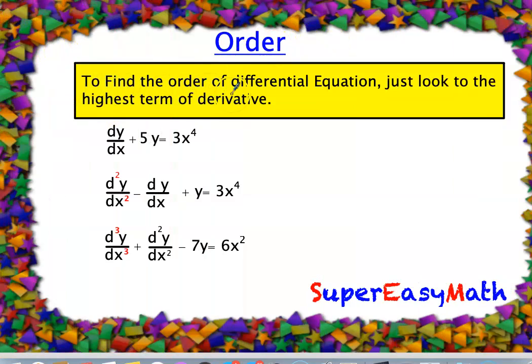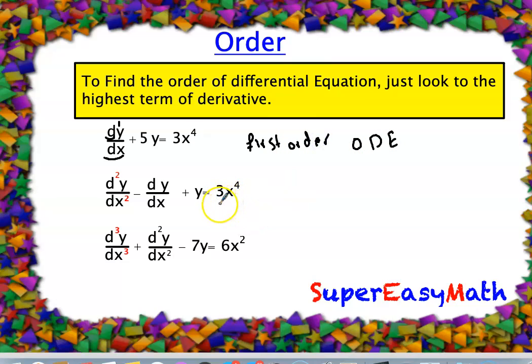Order. To find the order of a differential equation, just look at the highest order of derivative. First of all, this is an ordinary differential equation or total differentiation, because here we have d, not delta. But what about the order? Just look at the highest order of derivative. Here we have 1, then this is a first order ordinary differential equation.